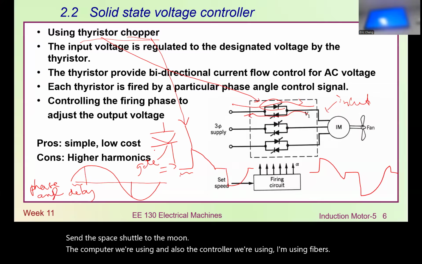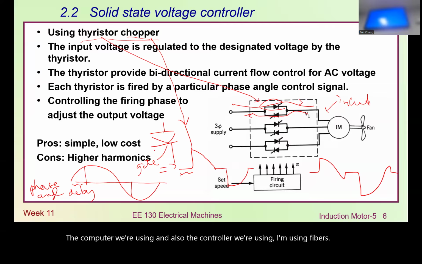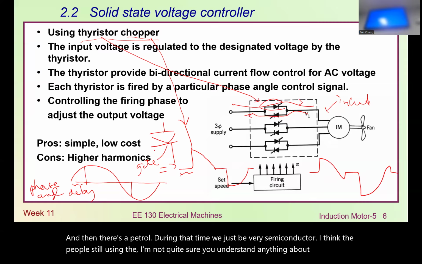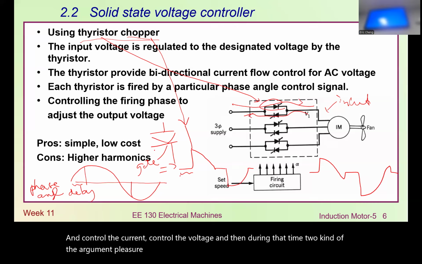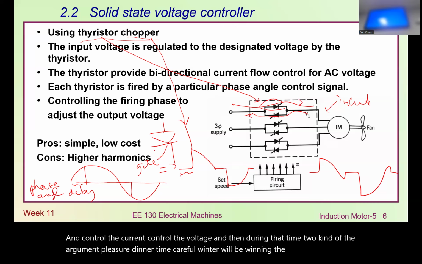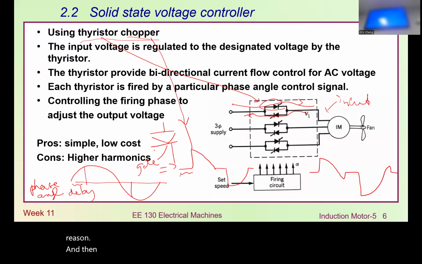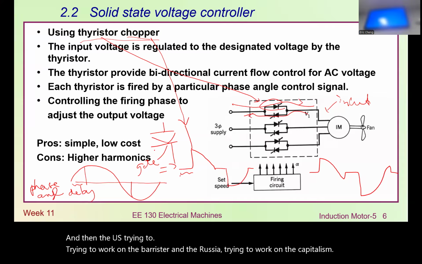During that time, we had just developed semiconductors, and I think people were still using the cathode ray tube. I'm not quite sure you understand anything about the cathode ray tube. It was used for control systems, to control the current and the voltage. There were two kinds of argument. We weren't sure whether the cathode ray tube or the thyristor would win the market. The US tried to work on the thyristor, and Russia tried to work on the cathode ray tube. And then, of course, the cathode ray tube disappeared from the whole world. We all work on semiconductors.